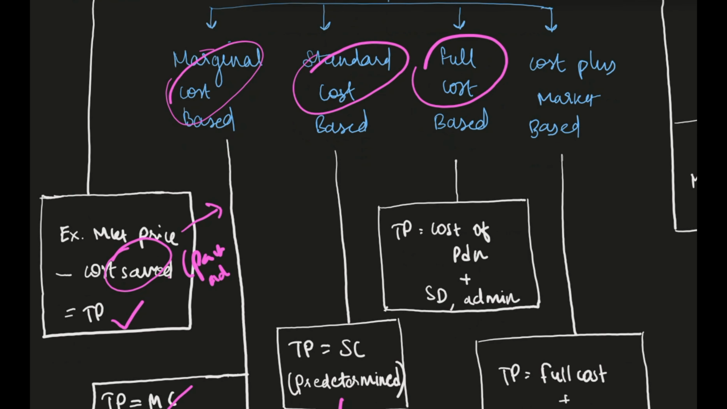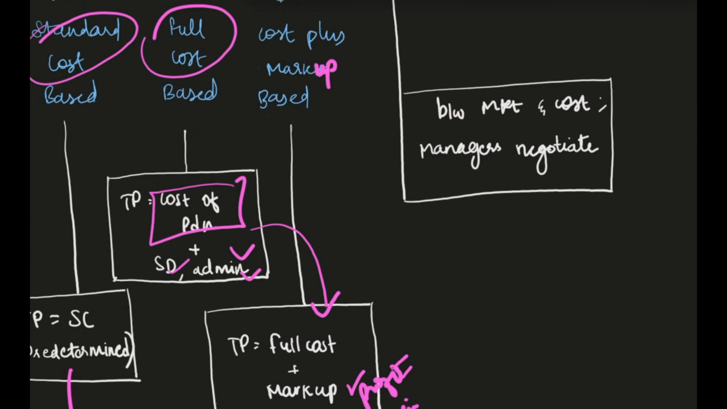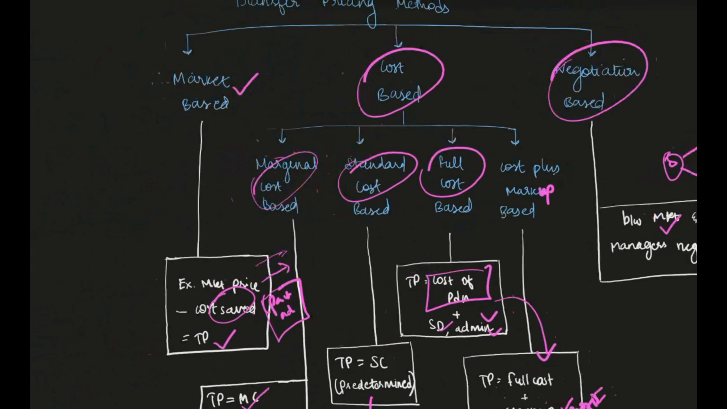When we are calculating the external market price, we are subtracting the cost saved, right? Here we will add that also, whatever the selling and distribution expenses and also the administration expenses, to the full cost of production. Finally we have cost plus markup based. Here we take the full cost plus a markup, which is the profit margin expected by the supplying division. And finally we have negotiation based. When a supplying division is selling to the purchasing division, these managers come together and negotiate a price that is between the market price and the cost. So that is negotiation based.